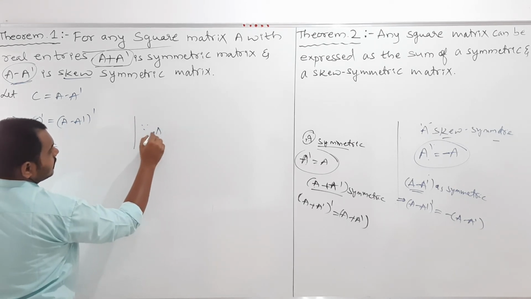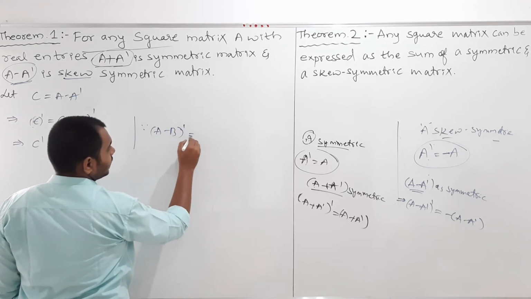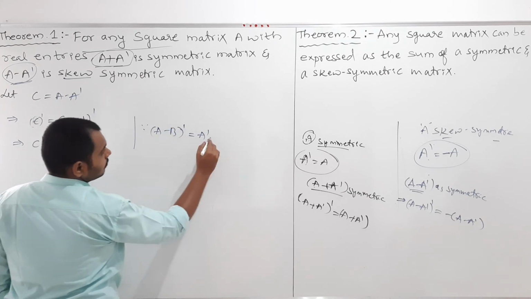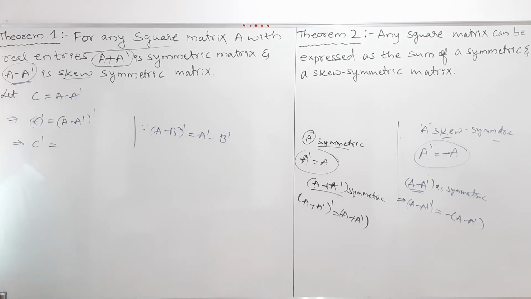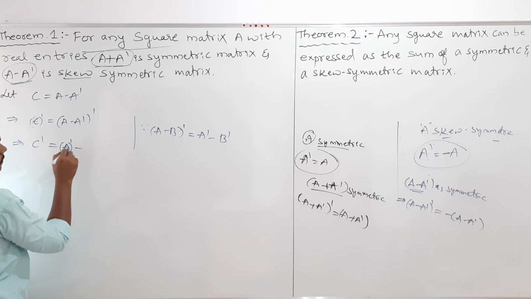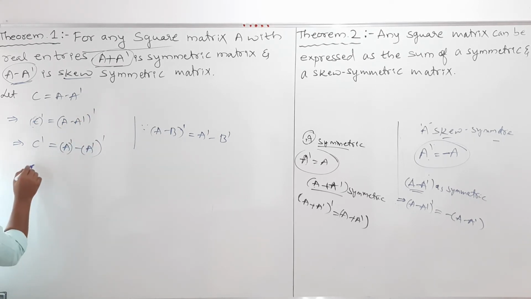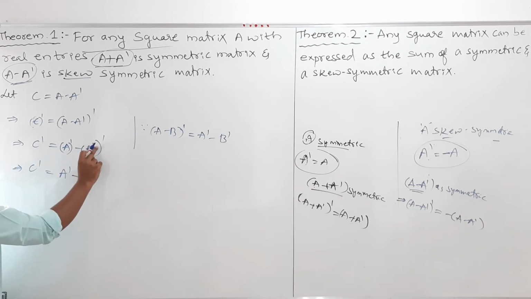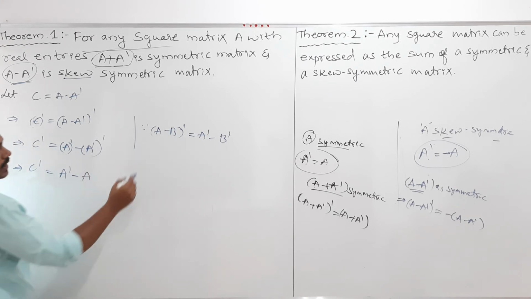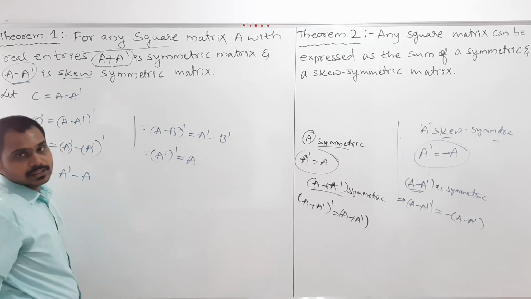Again we discussed in the previous classes, (A minus B) whole transpose can be written as A transpose minus B transpose. This property I am applying here: (A minus A transpose) whole transpose is this element transpose minus this element transpose. Clear? So therefore C transpose is equal to A transpose minus (A transpose) whole transpose, that is A itself. Again this also we proved in the properties: (A transpose) whole transpose equals A.